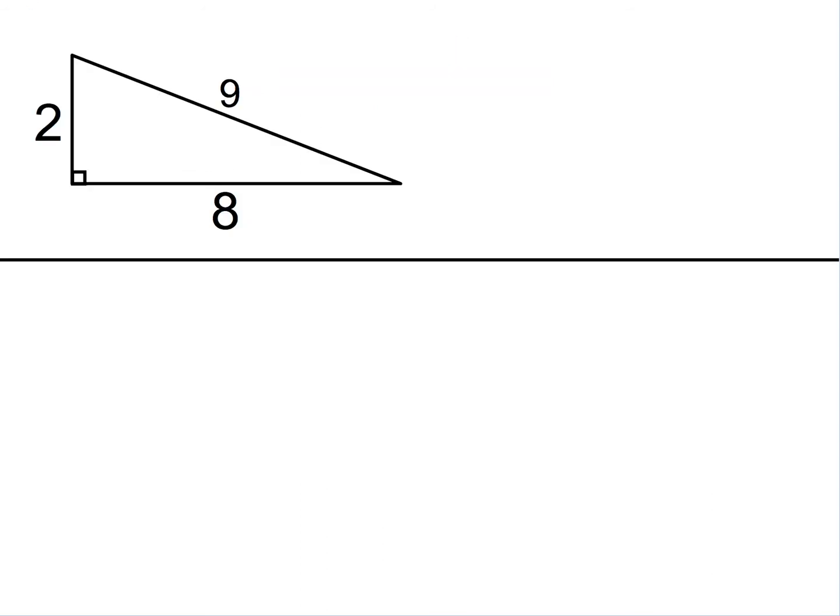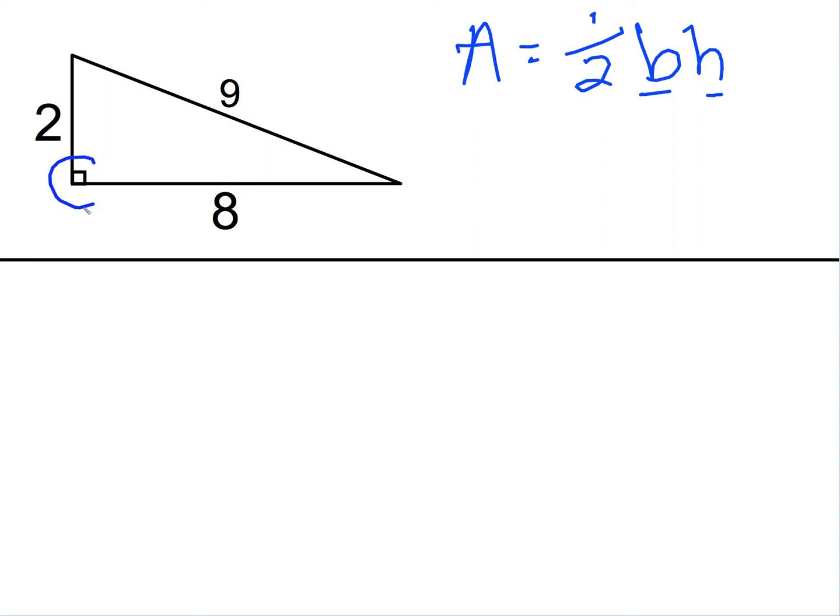Alright, so let's look at an example here. We have a triangle. We know that the sides are 2, 8, and 9. You've got to be able to choose the two sides that you need, because remember the formula is area equals 1/2 times the base times the height. We only need two numbers. Well, remember that the base and the height have to meet at a right angle.